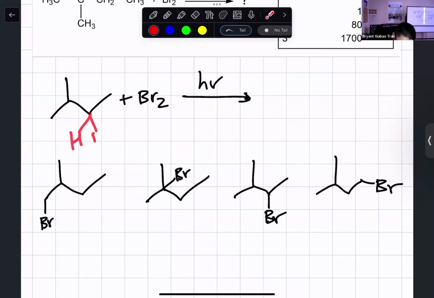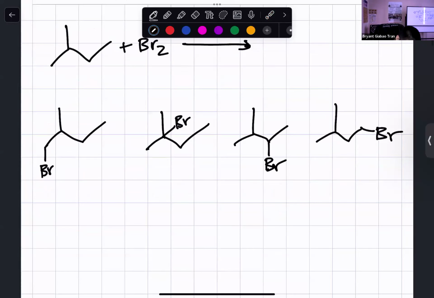Where this carbon used to have 2 hydrogens, but now it has 1 hydrogen, where one of the hydrogens got substituted by the bromine like that. That's the other unique product that we could have. The other one is going to be on this carbon, where we have 1 hydrogen, but we substituted that 1 hydrogen with that bromine right there. The other one is going to be on this carbon right here, where we substitute this hydrogen with that bromine right there, right?